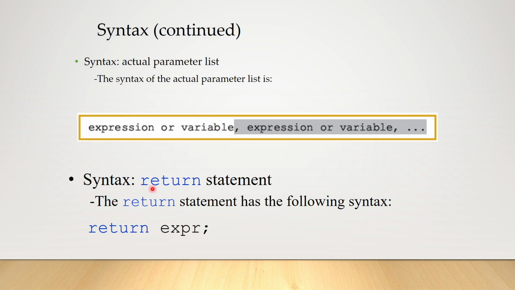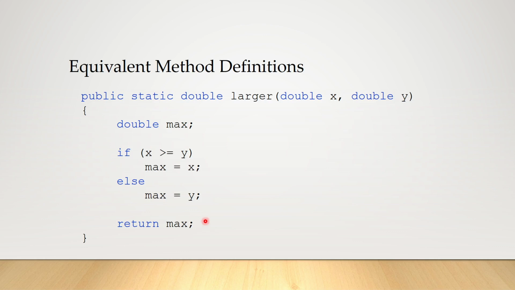In the value returning method, you need to have the return statement. For example, placing a statement return expression, where this expression contains the value to be returned. Now we have the method larger. This is our method definition for larger, using the access specifier public static, and the method return type is double. So it's expected that this larger method will return a value of type double. There are two formal parameters here, and they are of type double.